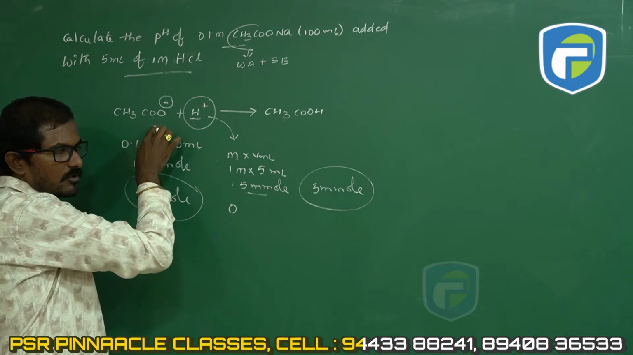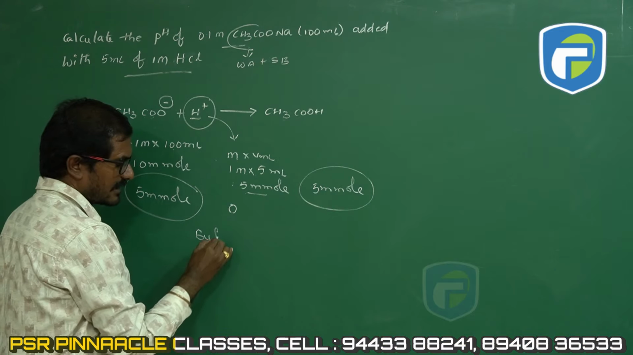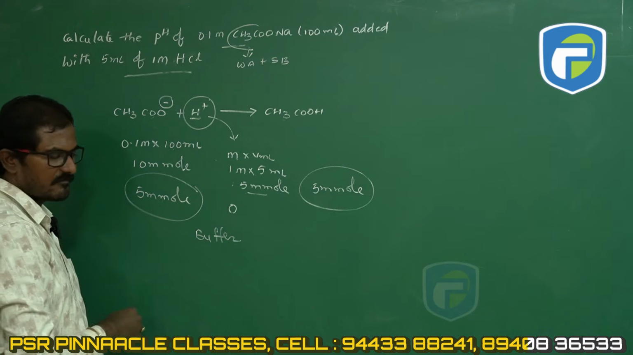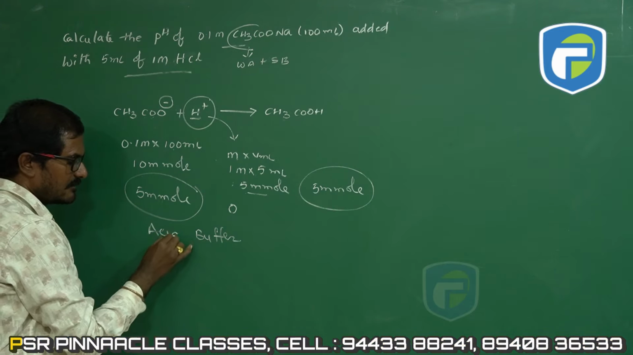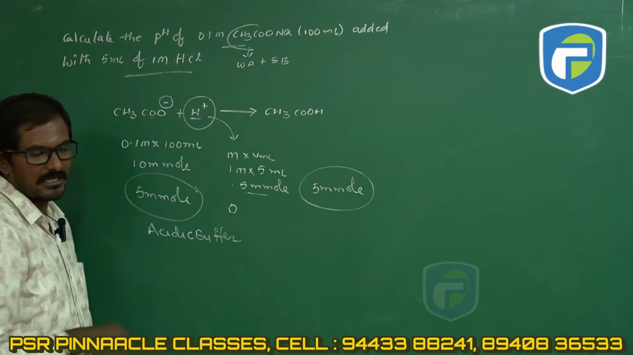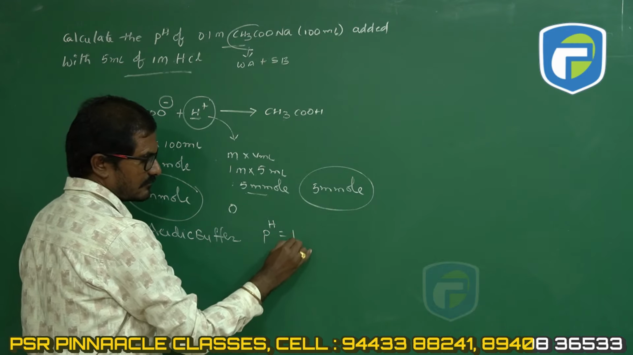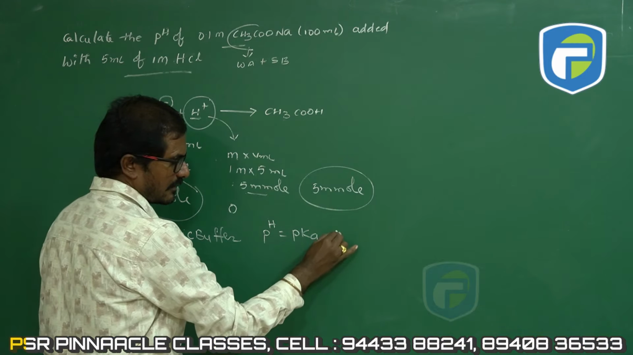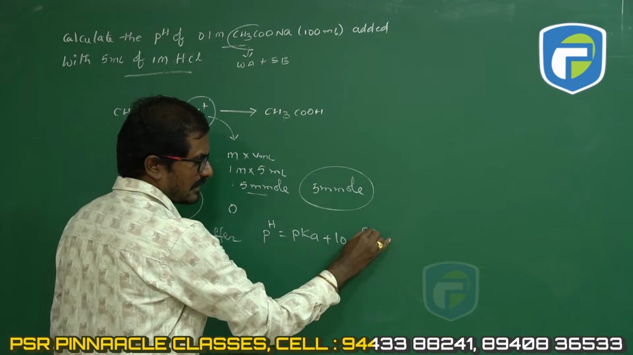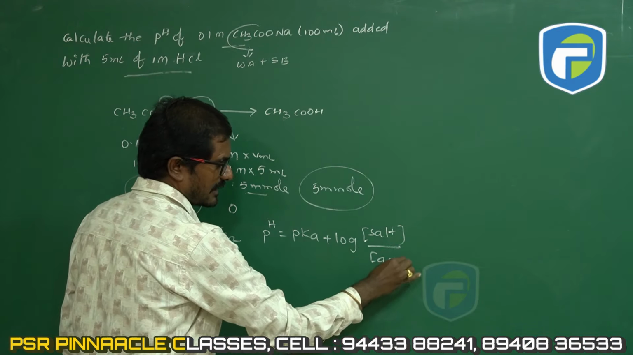That means weak acid and its own salt of strong base. It will act as a buffer. It will act as what? Acidic buffer. Which buffer? That is acidic buffer. Now we have to apply the pH formula for calculating an acidic buffer. What is the formula? pH is equal to pKa plus log of concentration of salt by concentration of acid.